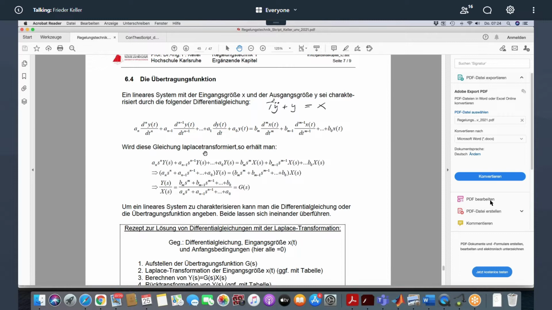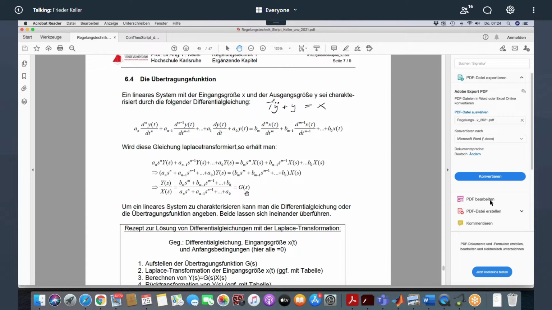And so you see, if we have a second derivative with respect to time, we just write s square times y of s, applying the differentiation rule twice. Then we come to this formulation of the transfer function, and you see there's a polynomial in s in the numerator and a polynomial in s in the denominator. This is what we call the transfer function.